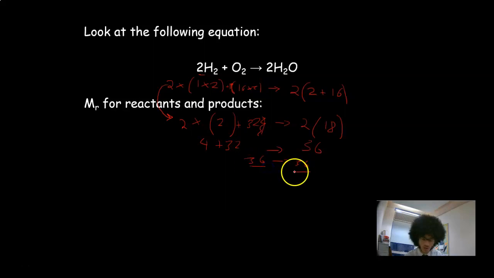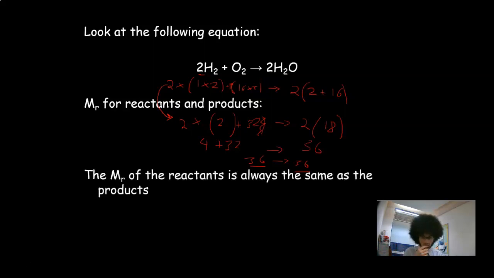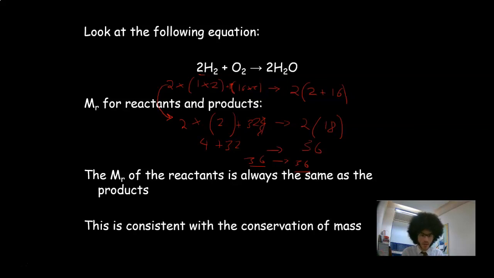So what I'm trying to show you here is that the MR of your reactants is the same as the MR of your products. And that makes sense because that's consistent with the conservation of mass, which basically says that whatever you start with, you end up with. You cannot lose or gain matter in any chemical reaction. Just to clarify, the MR of the reactants and the products is always the same, the total anyway, and that's consistent with the conservation of mass. That's something which you may be asked, and it's always worth bearing in mind.